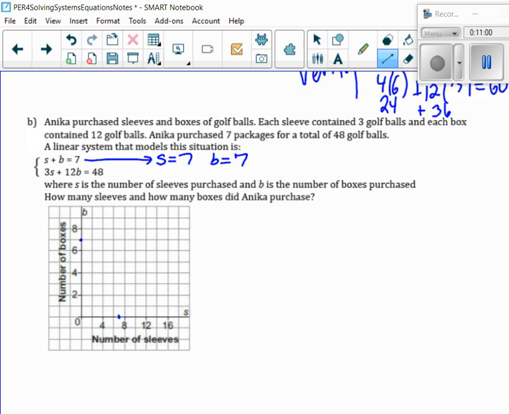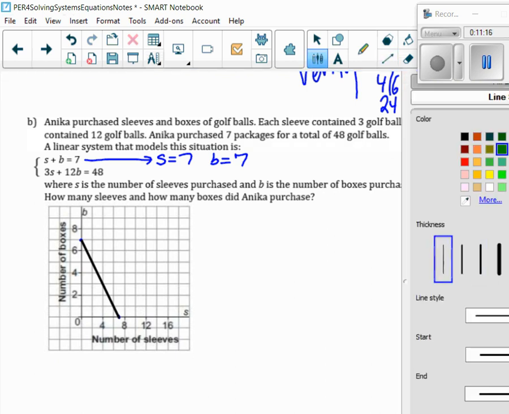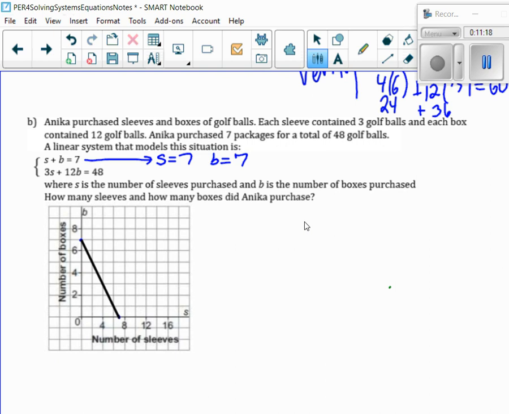Again, because this is a real life situation, I don't need to put arrowheads. That's all it is, right? Does that make sense to you why I don't have an arrowhead there? There's no negative S's or B's, right? Okay, so how do you want to graph the next one? You want to put it in slope-intercept, or do you want to do it in XY intercept? You want it slope-intercept.